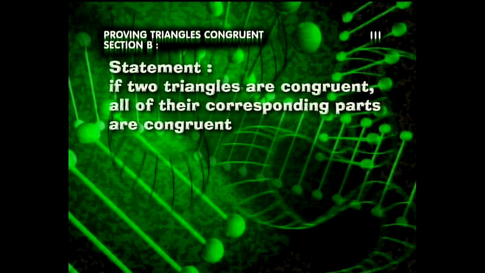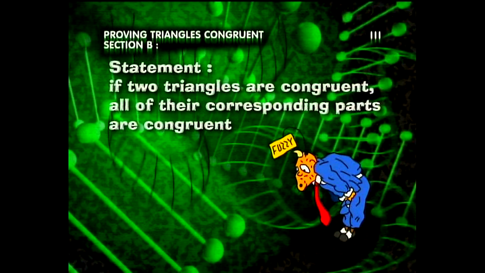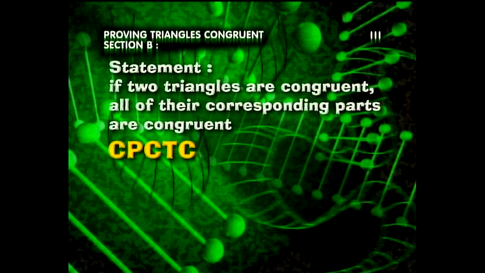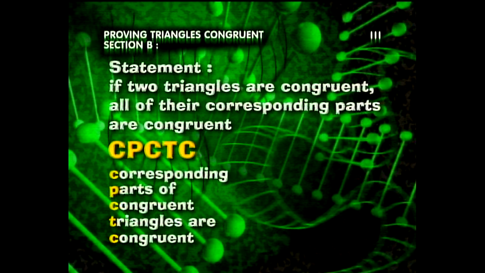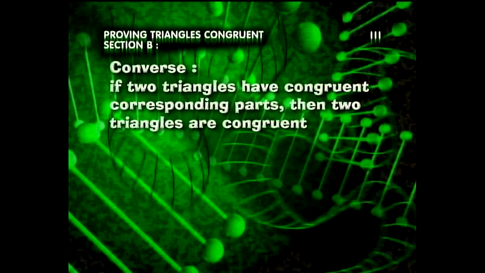In fact, we'll refer to this definition so much it's often given nicknames like the definition of congruence, fuzzy face, and CPCTC, which stands for corresponding parts of congruent triangles are congruent. The converse is, if two triangles have congruent corresponding parts, then the two triangles are congruent.